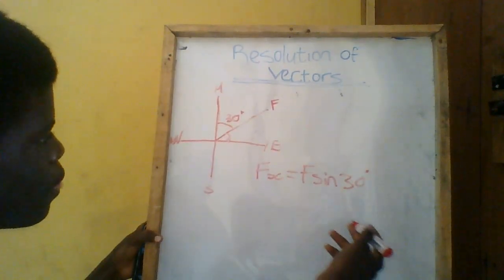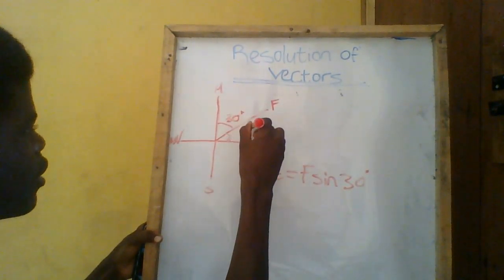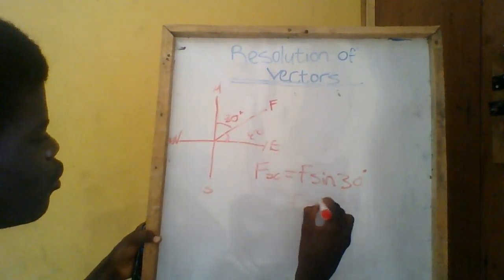To prove it, in our secondary school days, if they give us 30, we resolve this back to 60, then we say F cos 60.